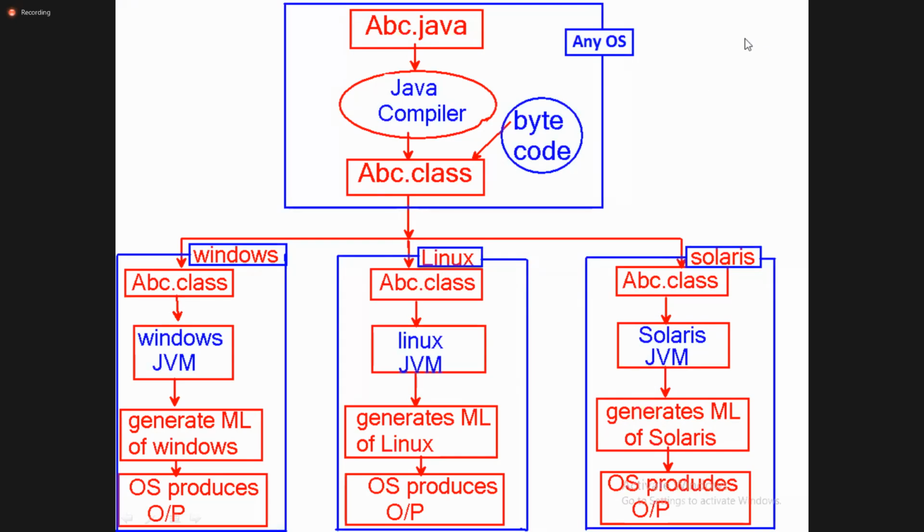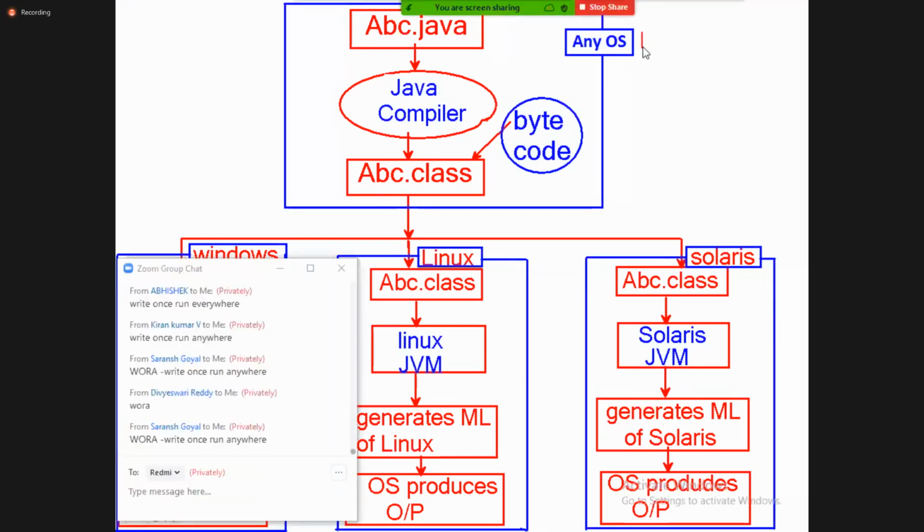Okay, fine. Now, the first one is what? Java slogan. What is the Java slogan? Compile once, run anywhere. What is the C language slogan? C language slogan is WOCA: write once, compile anywhere. Java slogan is WORA: write once, run anywhere.